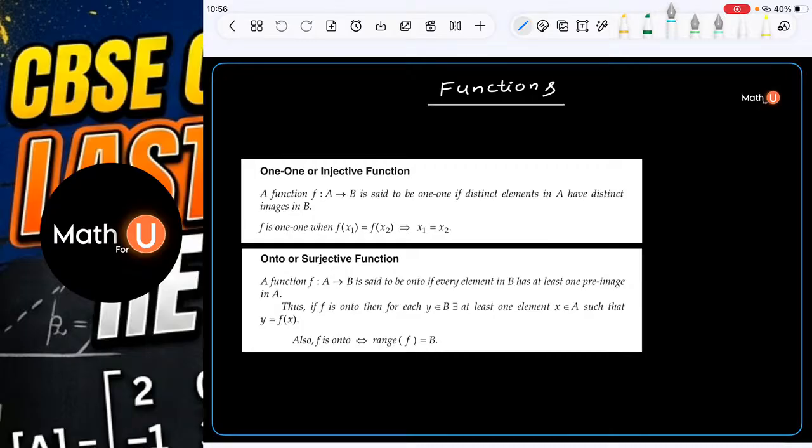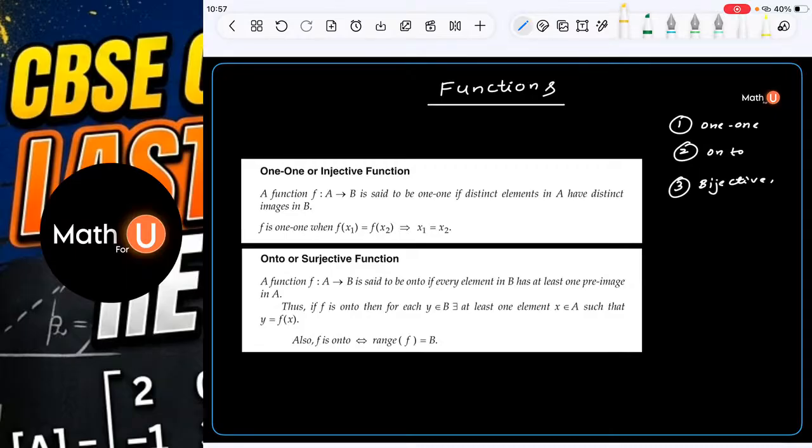In the CBSE examination, the functions chapter is very important. Relations and functions are very important. In functions they mainly focus on one-one and onto functions. They ask you to check whether the function is one-one or onto. If the function is both one-one and onto, that function is called bijective. These three are the major focus in the functions chapter.